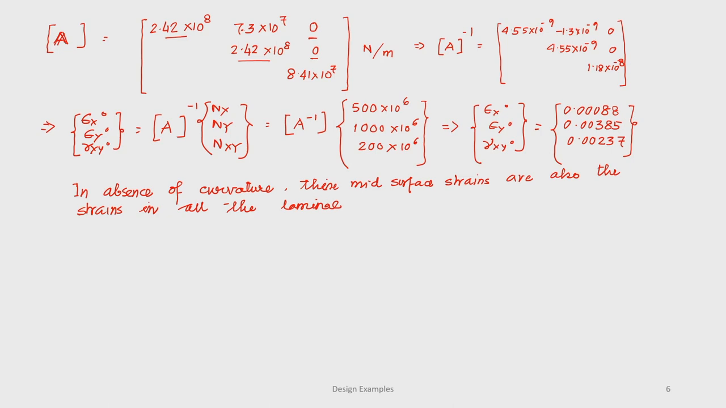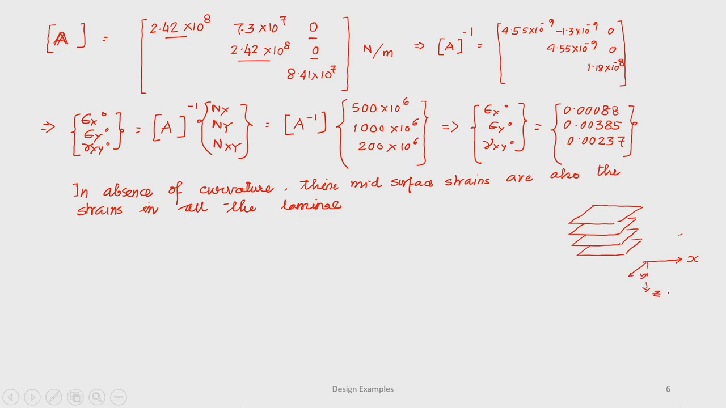Now, we have the mid surface strains, therefore we can now find out the mid surface strains with respect to x, y. Please note that this is the laminate 0, plus 45, minus 45, 90 like this. So, this is x, this is y, and this is z.